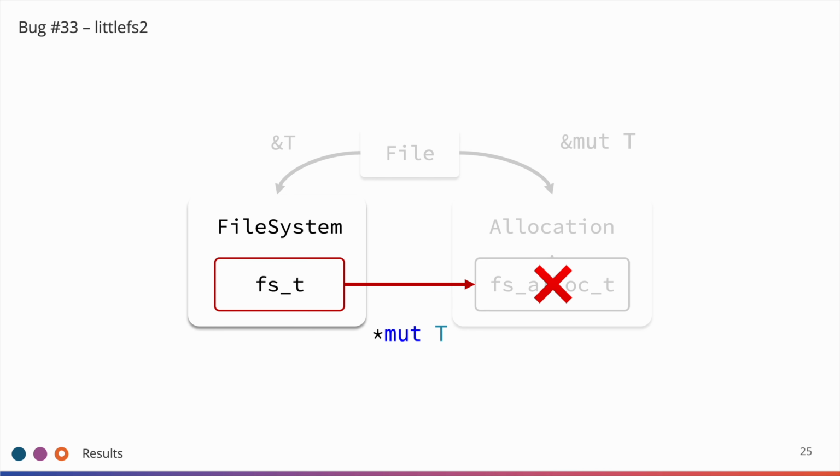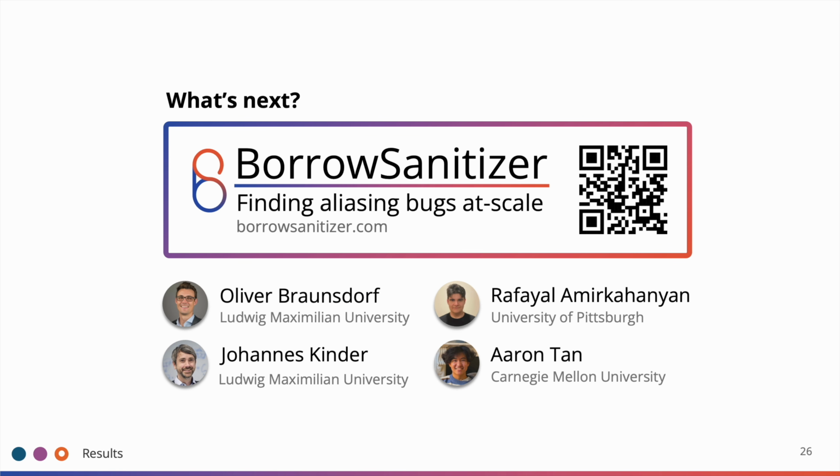Now, we're going to make it possible for developers to find aliasing violations in large-scale multi-language libraries with Borrow Sanitizer. This is our work-in-progress tool, and similar to Address Sanitizer or Thread Sanitizer, it's an LLVM-based instrumentation tool for finding violations of Rust's aliasing model in applications where Rust is used alongside C and C++.